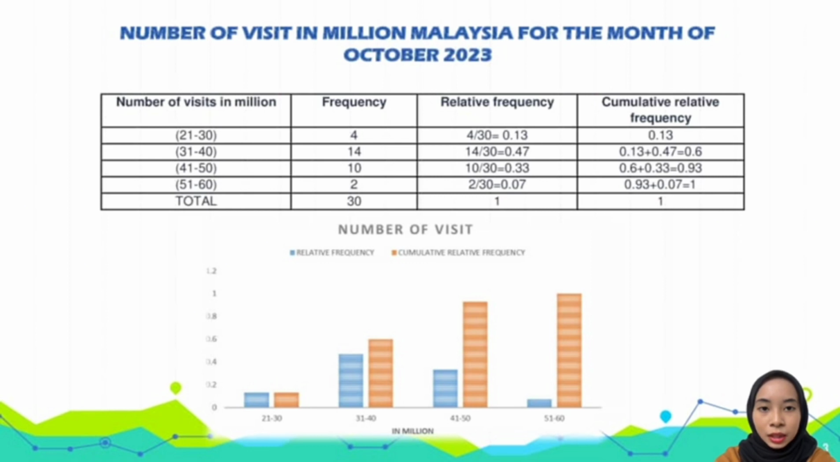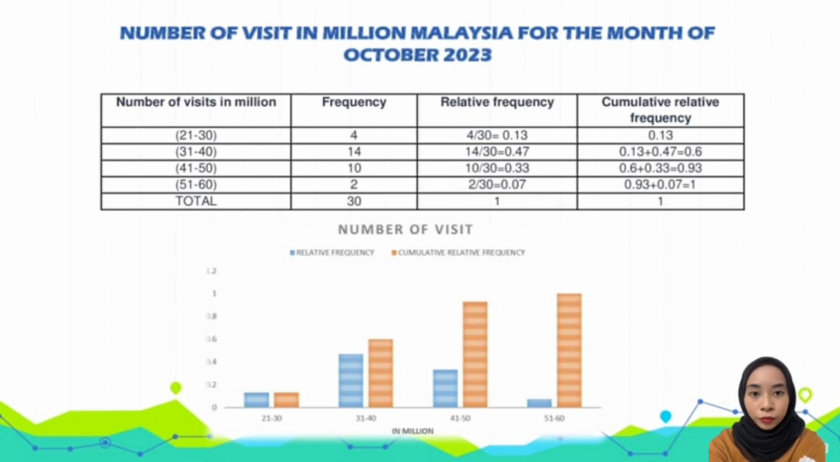Step 1. Each data into number of visits in million for the month of October 2023. Step 2. Calculate the frequency on each number of visits. Step 3. Calculate relative frequency on each frequency. And lastly is step 4. Calculate the cumulative relative frequency in million.